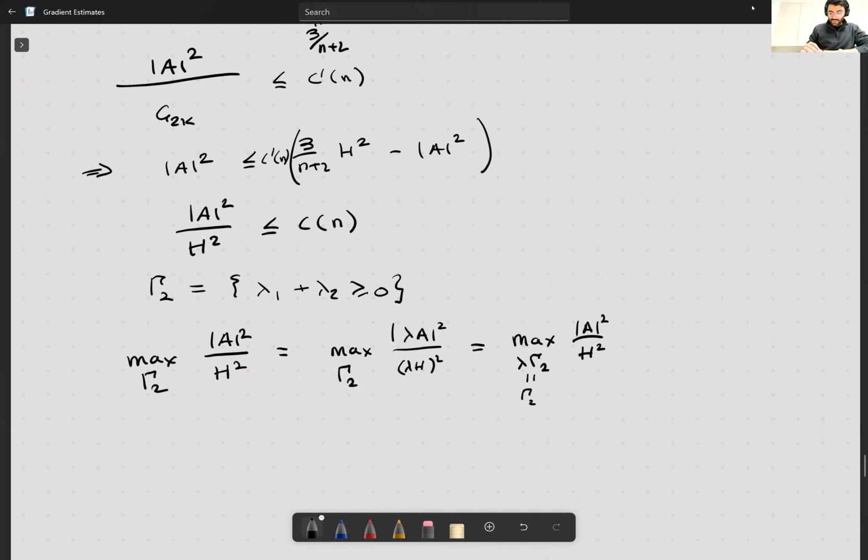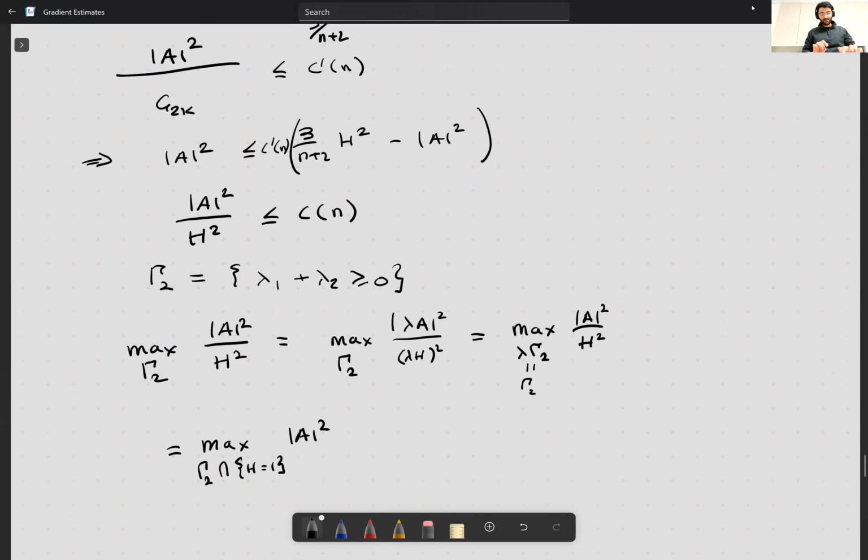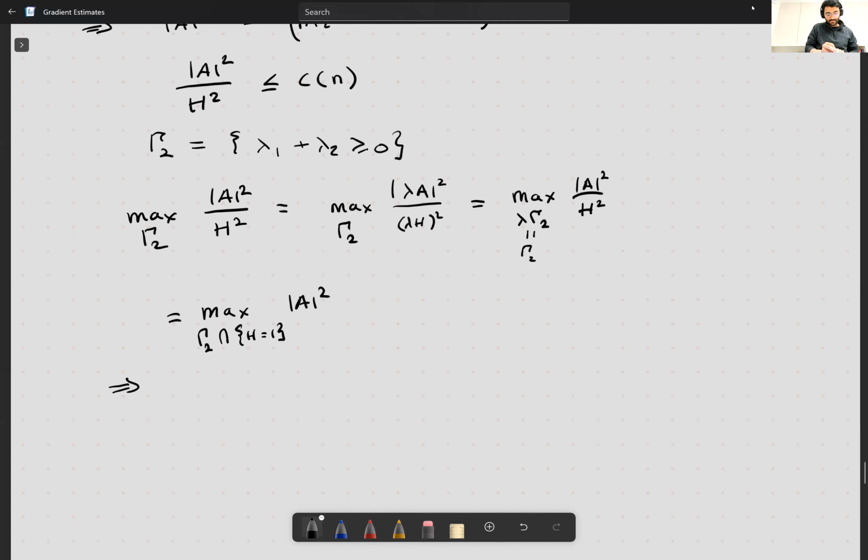So I can just choose lambda so that lambda h is equal to 1. And so I'm really just maximizing a squared on gamma 2 intersect the points where h is equal to 1. But a squared, when you're thinking of just a set in Rn where the coordinates are the principal curvatures, is just the length of the points in the set, right? So if I'm trying to bound this, I'm trying to show that this thing is finite, that's the same as saying that this set here is compact.